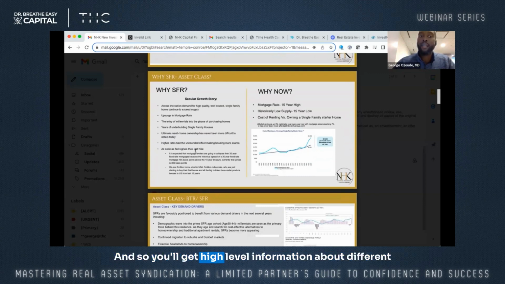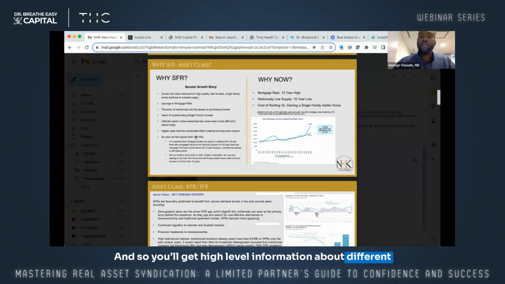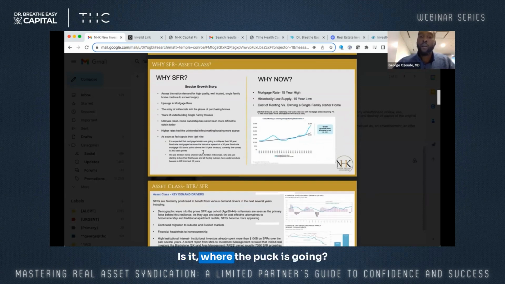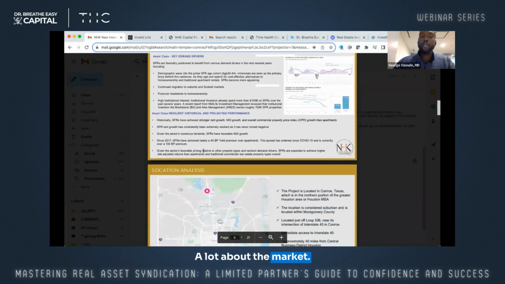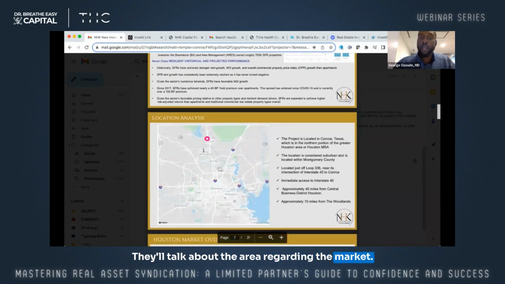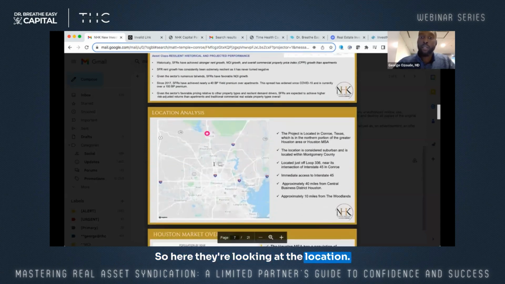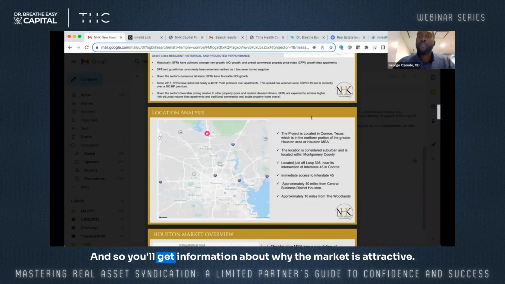Then they talk about the market and the asset class and why they're interested in it. So you'll get high level information about different types of reasons why they go into this asset class. Is it growth oriented? Is it trending? Is it where the puck is going? Information like that. A lot about the market. They'll talk about the area regarding the market. So here they're looking at the location. It's in Houston, the north suburb of Houston. And so you'll get information about why the market is attractive.